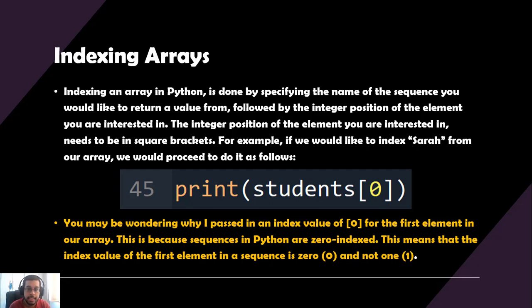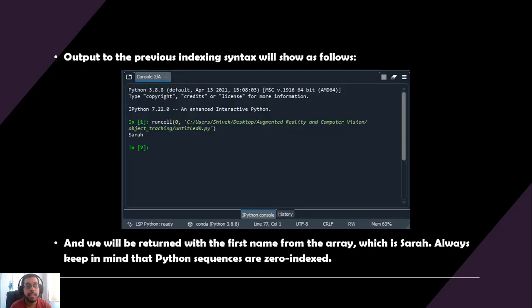Print students[0]. You may be wondering why I passed in an index value of 0 for the first element in our array. This is because sequences in Python are 0 indexed. This means that the index value of the first element in a sequence is 0 and not 1. Output to the previous indexing syntax will show as follows: Sarah. And we will be returned with the first name from the array, which is Sarah. Always keep in mind that Python sequences are 0 indexed.